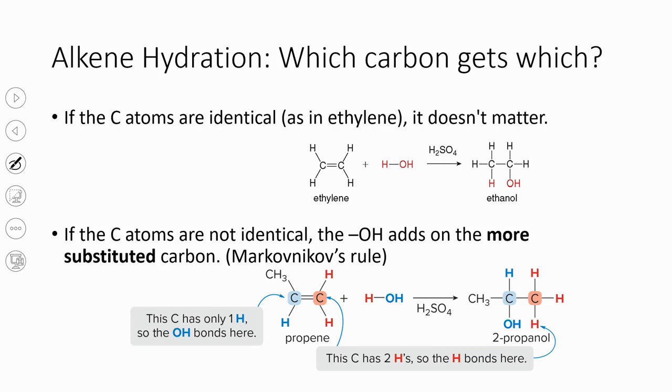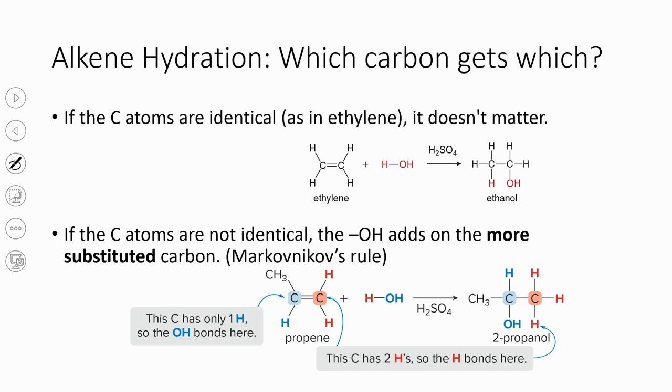This has to do with what carbon has electrons when this reaction is happening. So the most stable product is where we put the OH on the more substituted carbon. The more crowded carbon will get the OH. The less crowded carbon will get the H. So we can predict which molecule we will form.